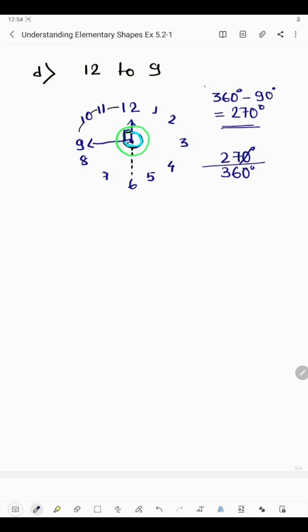Okay. If you cancel zeros first, 9 3s are 27, and we divide by the same number. 27 and 36, I am dividing by 9. So 9 3s are 27, 9 4s are 36. So it is 3/4 of a revolution.